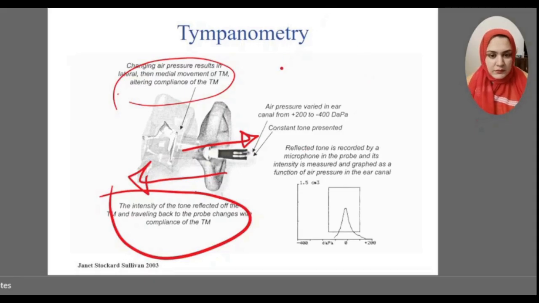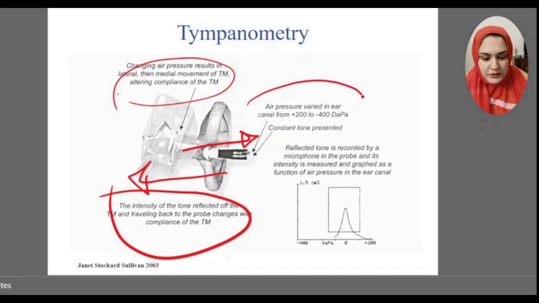So what is compliance and what is elasticity? Compliance is the ability of the body to stretch as much as it can. This is the measure of compliance. And elasticity is the ability of the body to come back to its original shape once it is stretched. So these two properties are opposite properties of any body. So here, the compliance of the tympanic membrane is altered once the air pressure is changing.